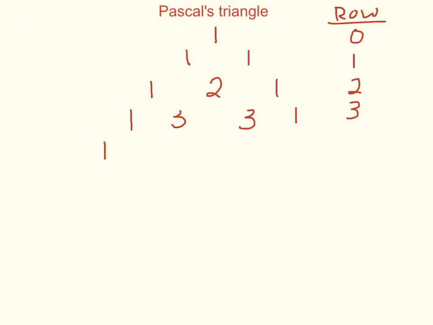Row 4: 1, 1 plus 3 is 4, 3 plus 3 is 6, 3 plus 1 is 4, end with a 1. Let's go one more row. 1 plus 4 is 5, 4 plus 6 is 10, 6 plus 4 is 10, 4 plus 1 is 5, and hopefully you see the symmetric pattern.